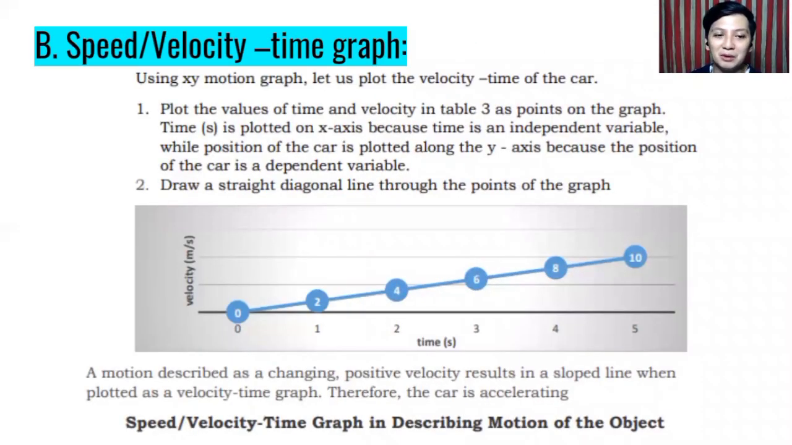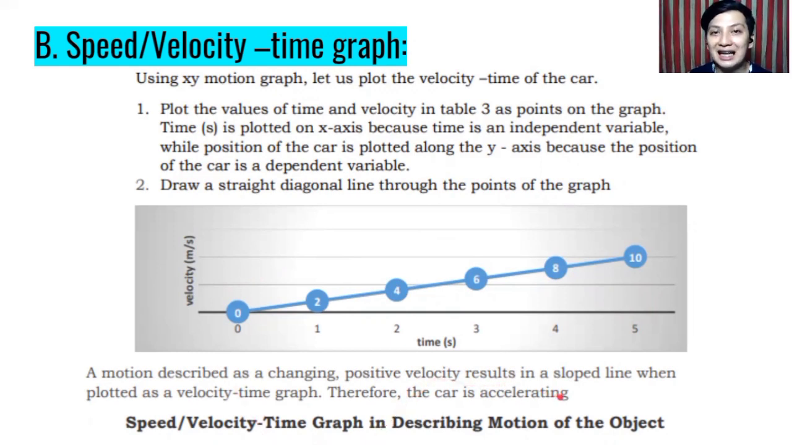So what can you say about the graph? So 0, 0, and after 1 second, 2 meters, then after 2 seconds, 4 meters, after 3 seconds, 6 meters, after 4 seconds, 8 meters, again 5, then 5 meters per second. Sa 5 seconds, 10 meters per second. So, it simply means that the motion described as a changing positive velocity, which is the result in a slope line when plotted as a velocity time graph.